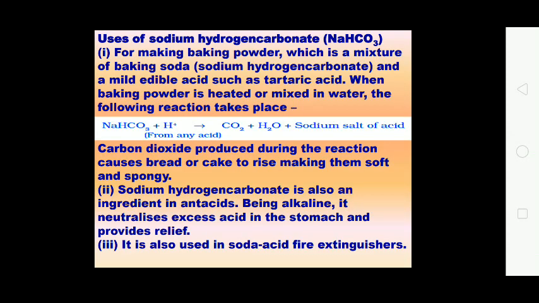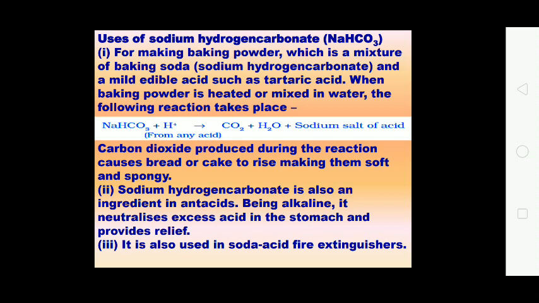Now let's understand the different uses of sodium hydrogen carbonate. First of all, sodium hydrogen carbonate is used in making baking powder. And baking powder is actually a mixture of baking soda and any mild edible acid like tartaric acid. And when baking powder is heated or mixed with water, it gives the following reaction.